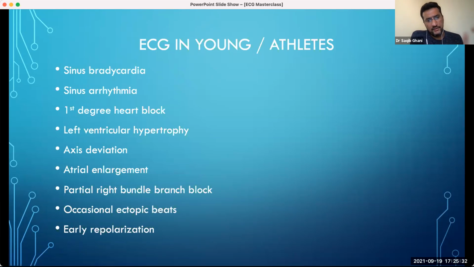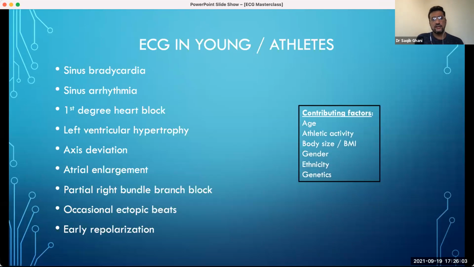So there are certain ECG anomalies, and I call them anomalies rather than abnormalities, which are commonly seen as a normal finding in young, healthy, athletic people. That includes sinus bradycardia, very marked sinus arrhythmia, first-degree heart block, left ventricular hypertrophy, axis deviations, atrial enlargements. I'm not going into too much detail here, but also partial right bundle branch block, occasional ectopics, and a phenomenon called early repolarization. These changes can be normally present in athletes, and that's why the title of this whole symposium was the Weird and the Wonderful, because I'm going to show you some wonderful examples.